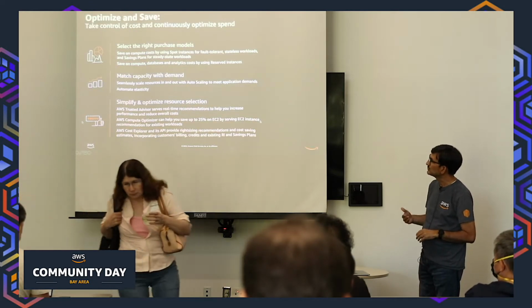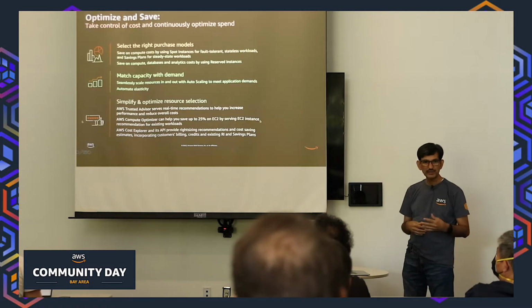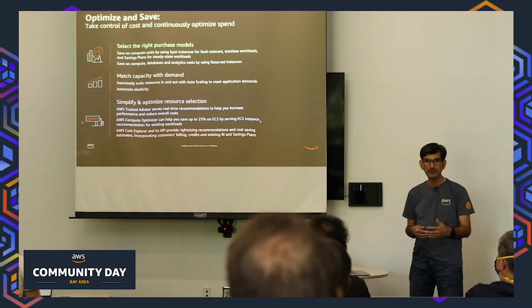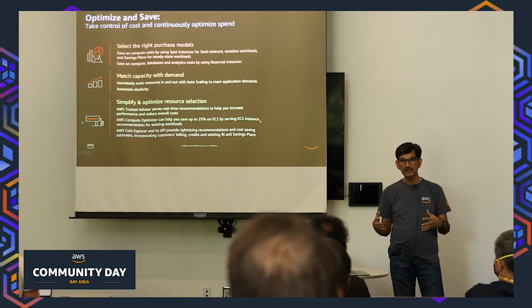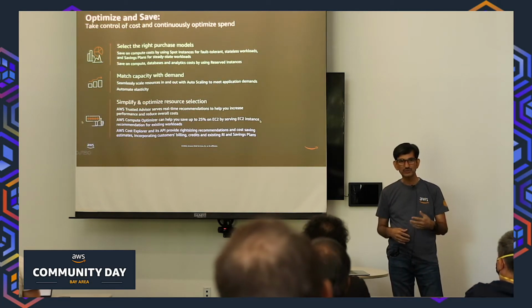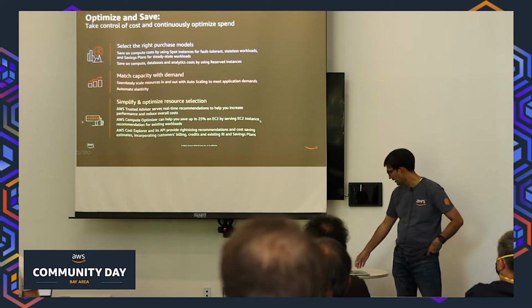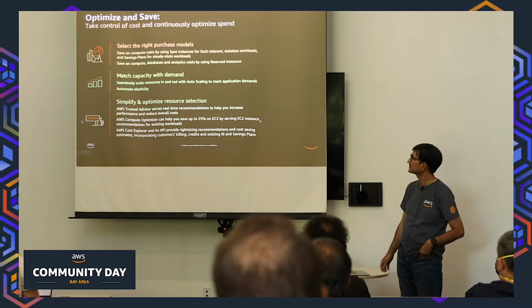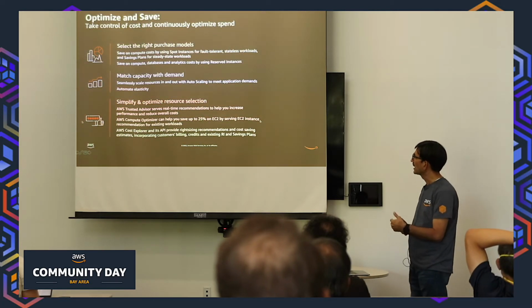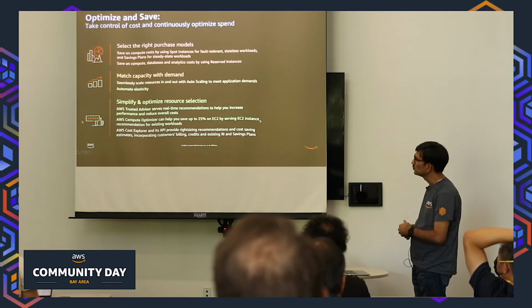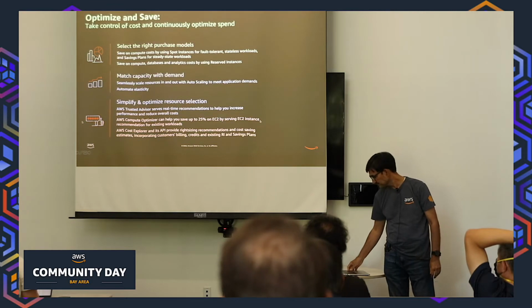And you will need to continue to try matching capacity with demand. And there are ways to do it, and the best way is auto-scaling, as if you are already using auto-scaling, you are already trying to match your capacity need with the demand traffic and the performance requirements. And you will continue to simplify and optimize using certain tools like AWS Trusted Advisor, and I'm going to talk about it.